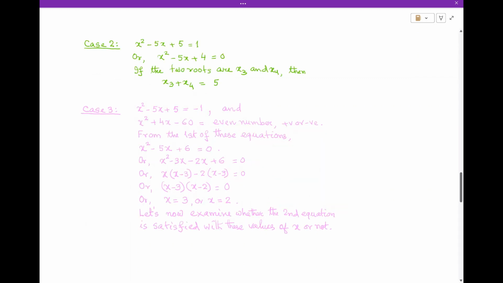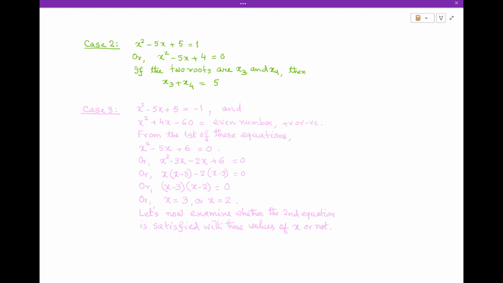Case number 2. x² − 5x + 5 is equal to 1, or x² − 5x + 4 is equal to 0. If the two roots are x3 and x4, then x3 + x4 is equal to −b/a, where b is equal to −5 and a is equal to 1. Therefore, −b/a will be plus 5.